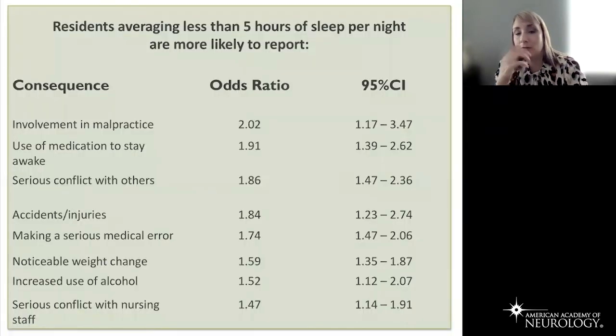And this is from one of the studies that I just talked about, showing the odds ratios for different scenarios where residents averaging less than 6 hours of sleep per night already were having increased risk of these things: increased alcohol use, serious conflicts with others, accidents at work, safety issues with patients, and even driving accidents. So there are consequences here, even if you're a healthy person, right?